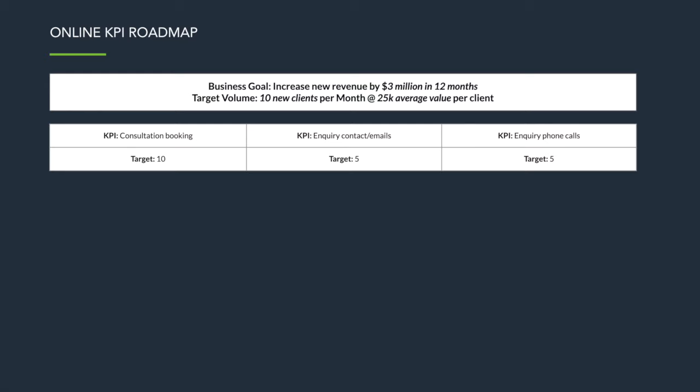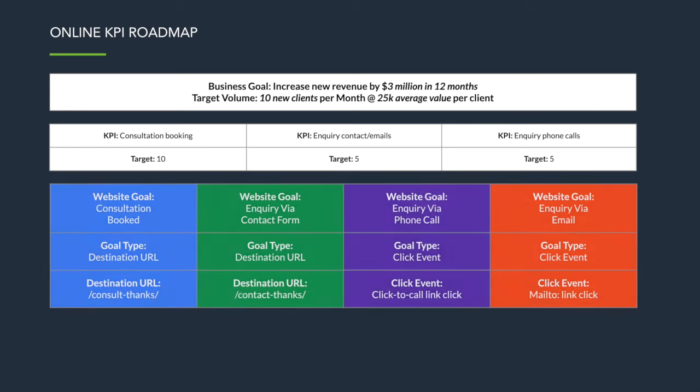Number 3 is direct phone calls. I know a decent chunk of inquiries come through people simply calling us and wanting to book in that initial meeting. So I'm taking that goal of 20 new leads per month and spreading it across 3 key KPIs. That is 10 consultation bookings per month, 5 inquiries via email or contact form, 5 inquiries via phone call. That's giving me, in total, those 20 new leads per month.